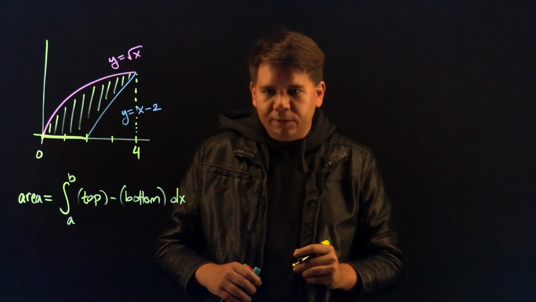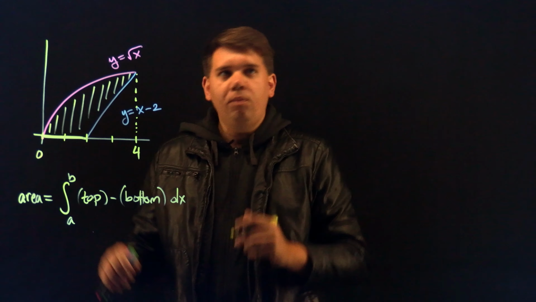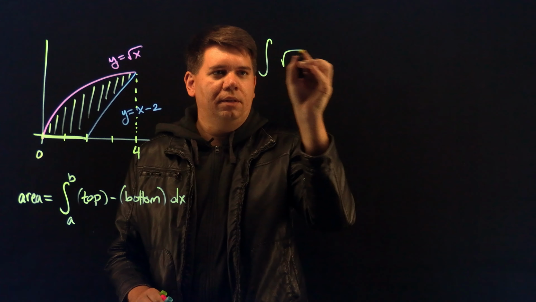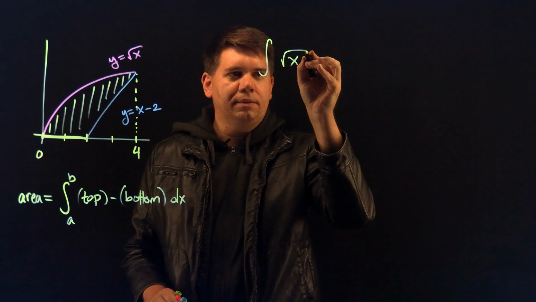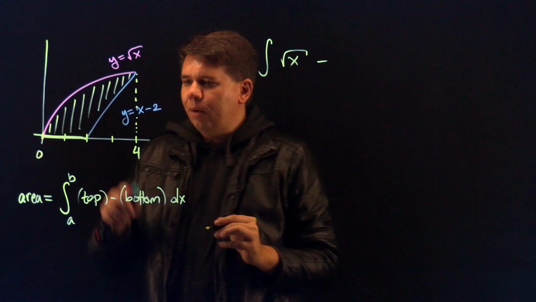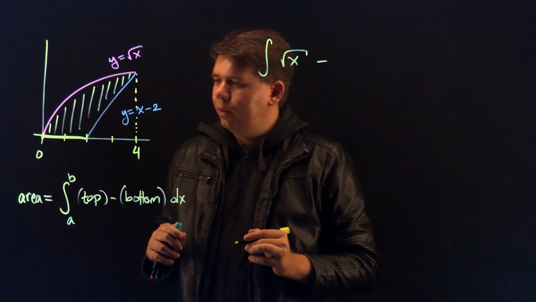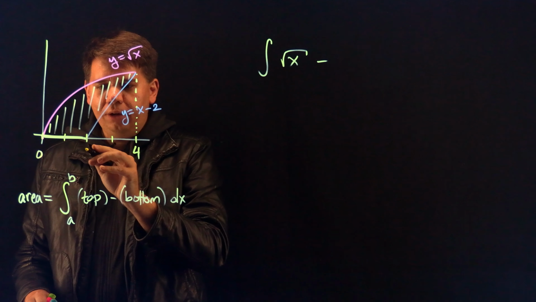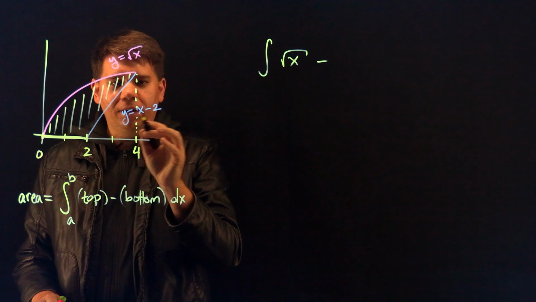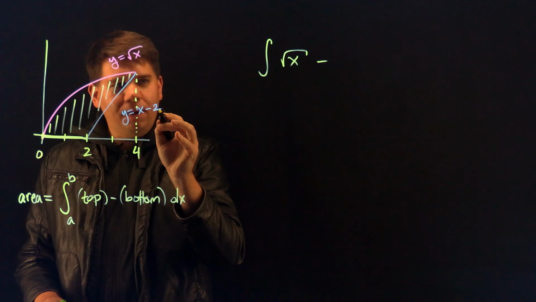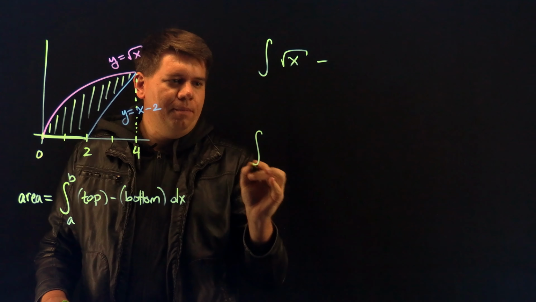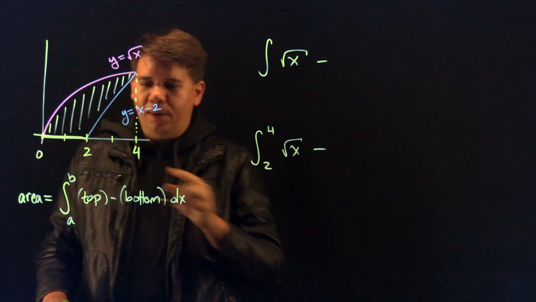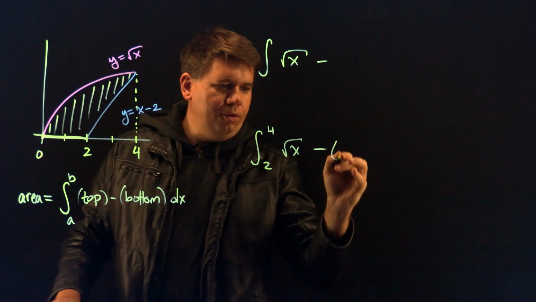But here we have a challenge. Although we can say the function on top is clearly the square root of x, when we think about the function on bottom, well, it kind of depends. If you're here from 2 to 4, the function on bottom is x minus 2. So from 2 to 4, on top you have the square root of x, on bottom you have x minus 2.